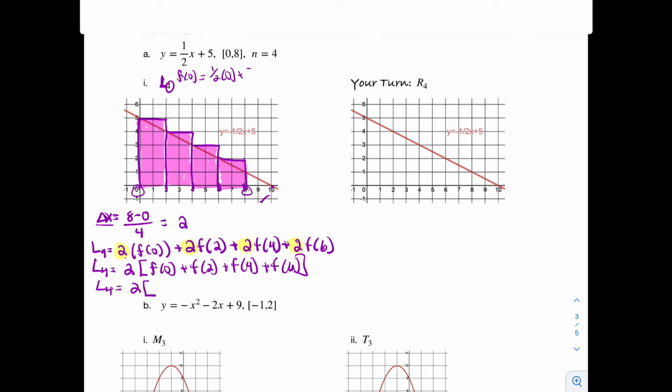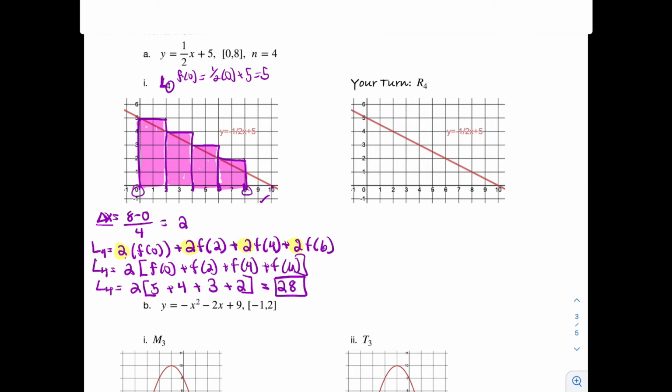I can do two ways. I can replace every x with 0 in my equation I gave you to get 5, or I could look at the graph and see that f of 2 has a height of 4, f of 4 has a height of 3, and f of 6 has a height of 2. 5 plus 4 plus 3 plus 2 gives us 14, times 2 gives us 28. So area under that curve is 28.